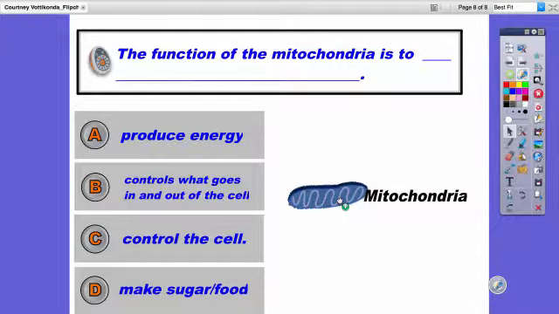It produces ATP energy. This PowerPoint goes through with the notes that we took on the cell and organelles. This will be a great thing for you to use to study for your quizzes or exams.